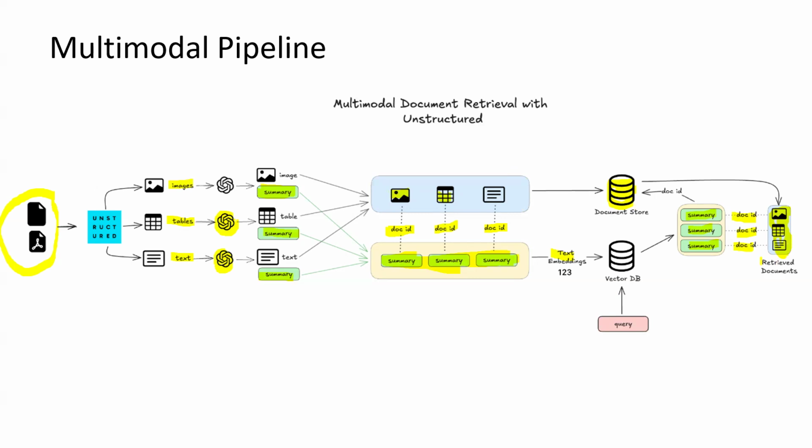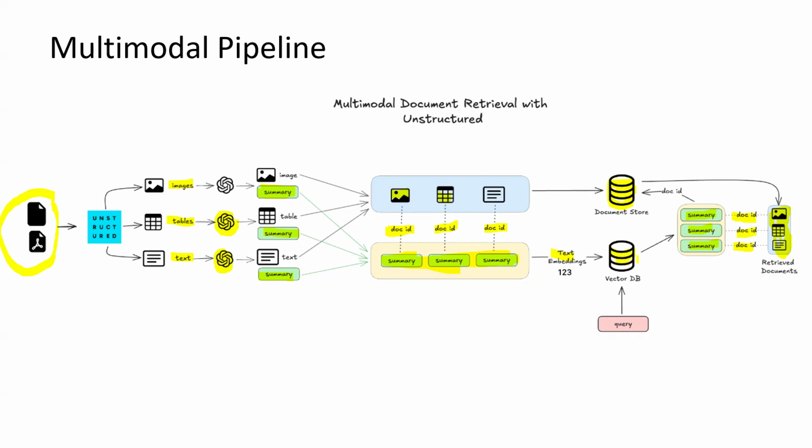When the final answer is created, it will pull all these elements which were associated with these summaries. Surendra asks whether in the document store we will store the document ID as well. Yes, the doc ID will be stored in both the vector DB and the document store. Then only will we be able to search by document ID.